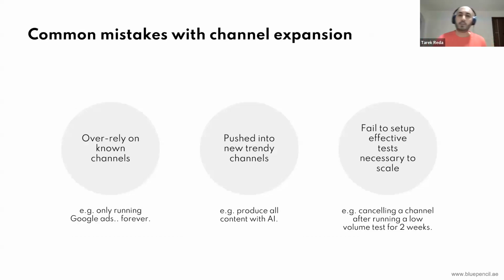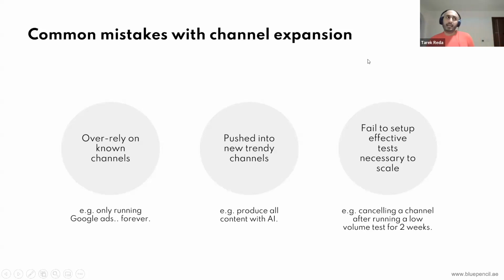Now, I wanted to just talk a little bit about channel expansion in general and some of the mistakes companies make when they decide to expand to other channels in their acquisition. So one mistake is, like I said, over-reliance on known channels. For example, running Google Ads only forever and relying purely on that without testing other channels. Another mistake is that you get pushed into new shiny channels, like new trendy channels, right? So let's say produce content with AI, and you just go ahead and produce content with AI just because everyone's talking about it, without factoring in the potential consequences, or whether it's the right thing that you should be doing. So just generally getting peer pressure from the market.